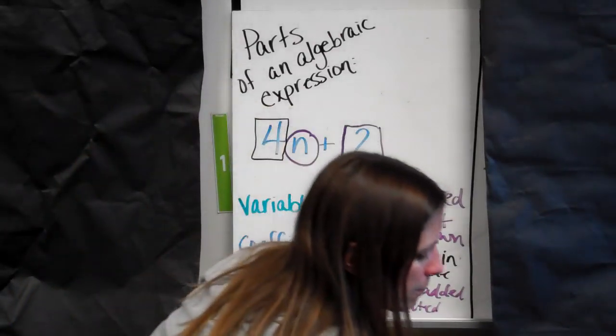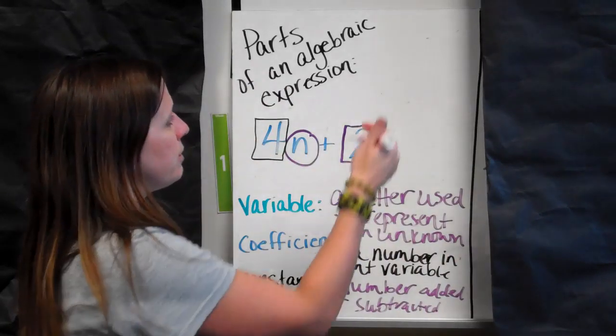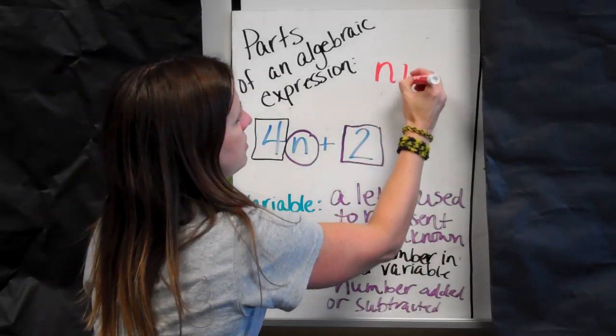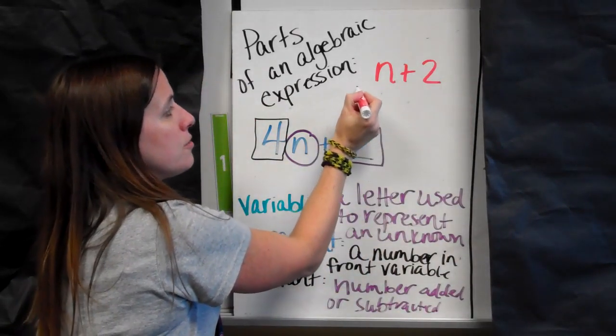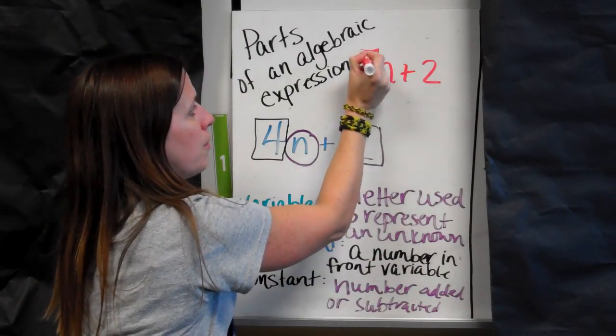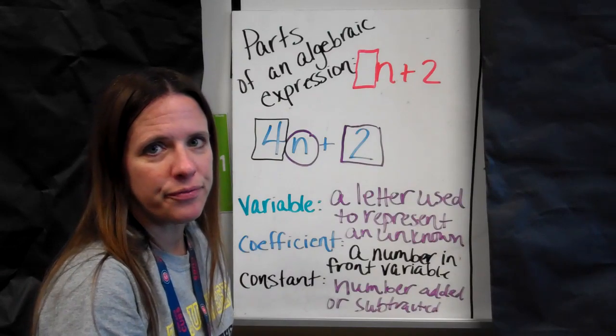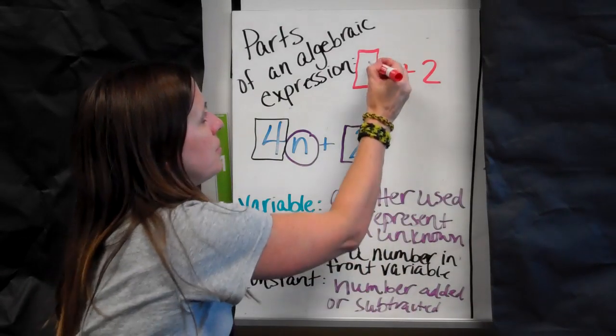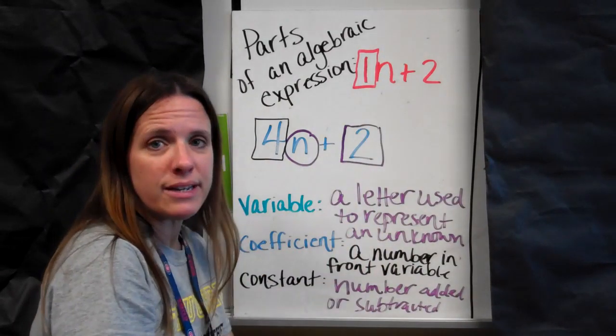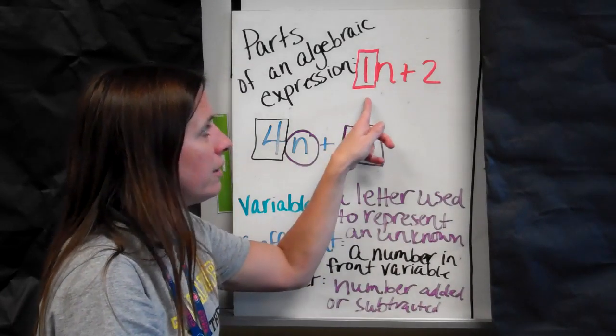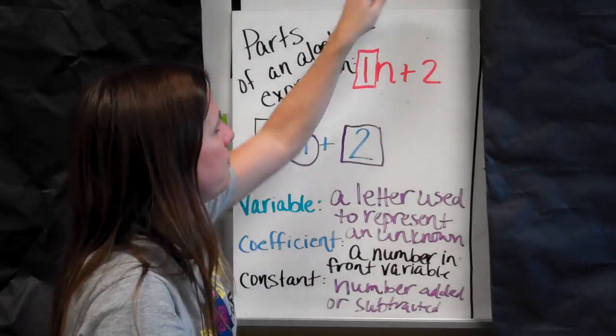And real quick, if we think back to the expression on the previous board, I believe it was n plus 2. There's no coefficient written here, but what do we assume it to be? Do you know? We assume it to be 1. It's not written, but we assume it to be 1. We'll be talking a lot about that in this unit.